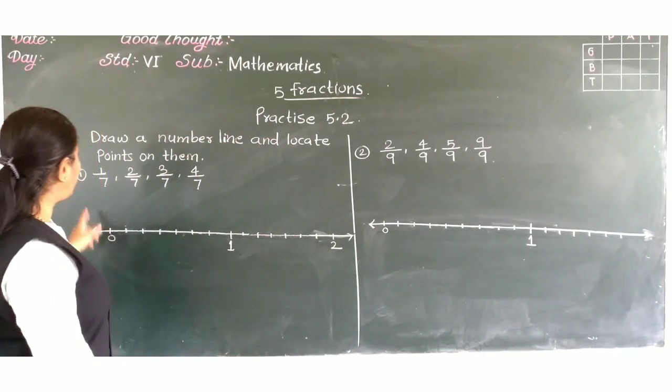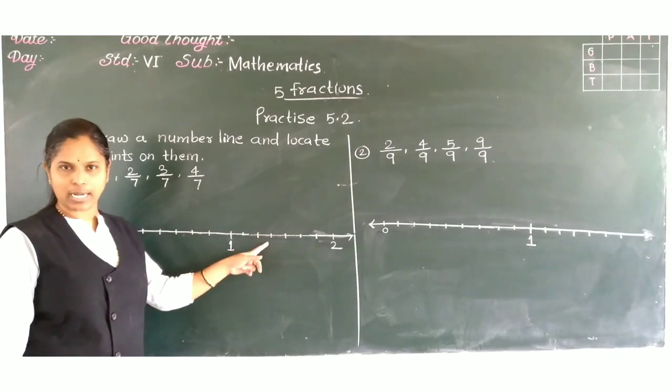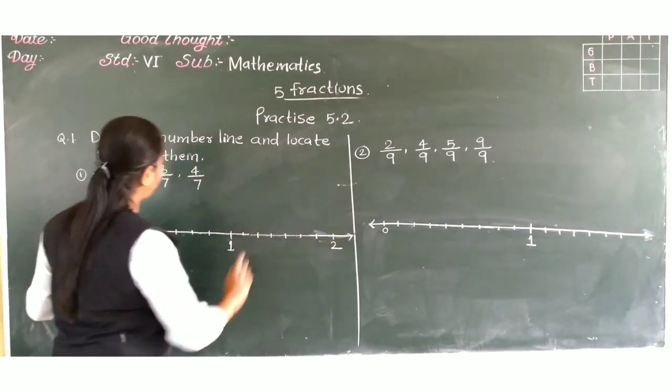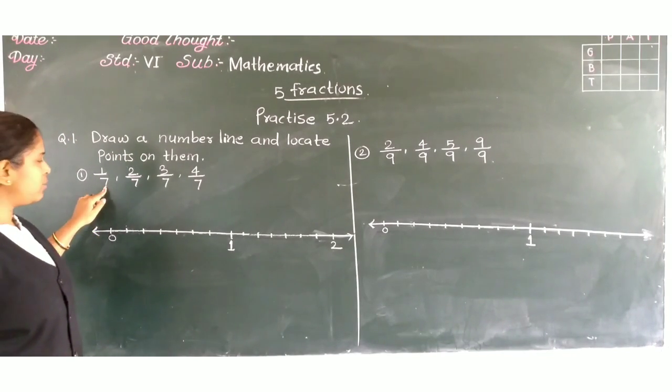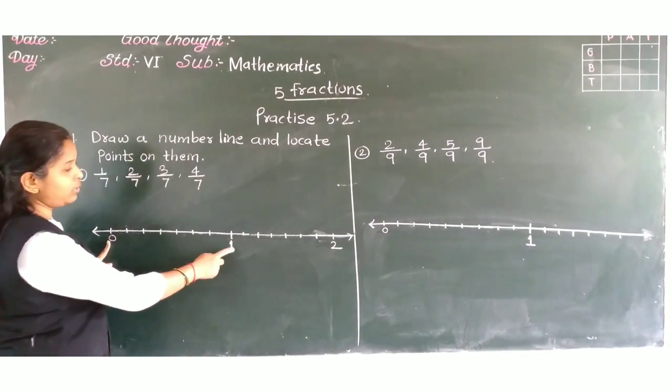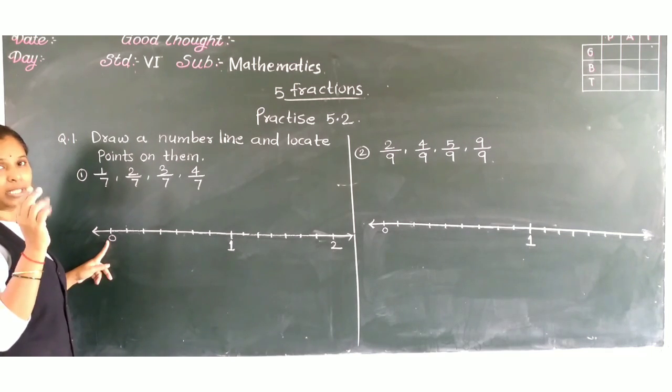Now see, here we have to show these fractions on the number line. So what is our first work? To draw a number line. Now look at the denominator. 7 is there, correct? That means between 0 to 1, how many parts should be there? 7.